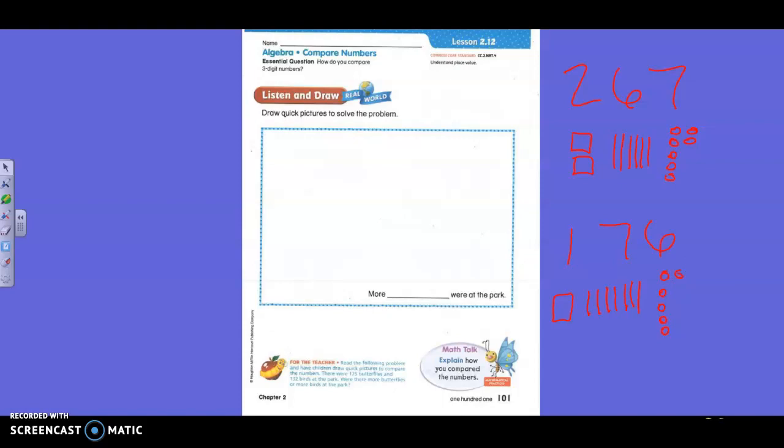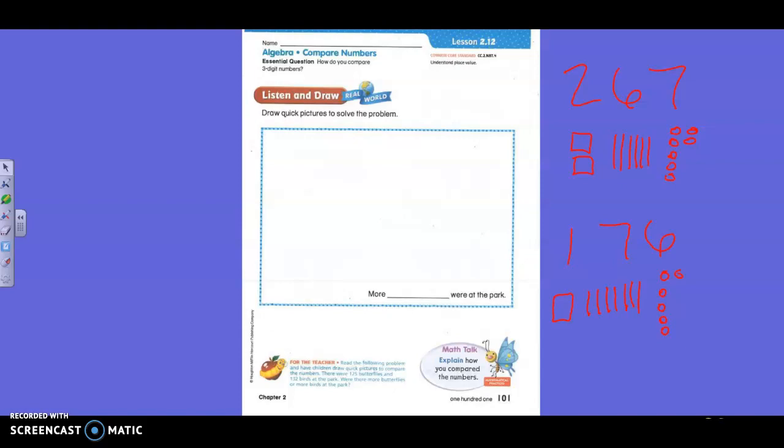Okay. Which one is greater? How can you tell which one is greater? I'm actually not asking which number is greater. I want you to tell me how you know one of the numbers is greater. How can you tell which number is greater? Anthony? Because it's 200 and 100 and 100.